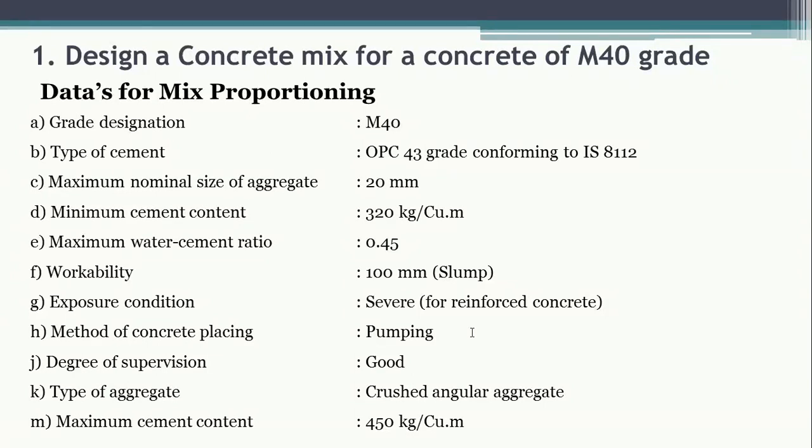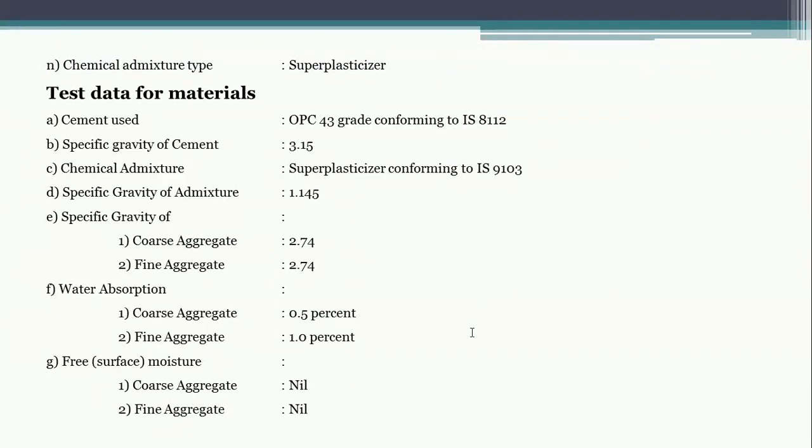In this problem, along with the exposure condition, they have given the minimum cement content and water cement ratio. If it is not given, if only the exposure condition is given, then you should be able to write the minimum cement content and the maximum water cement ratio by seeing the code book. And maximum cement content is given as 450 kg per m cube. It is a standard, so you can remember that.